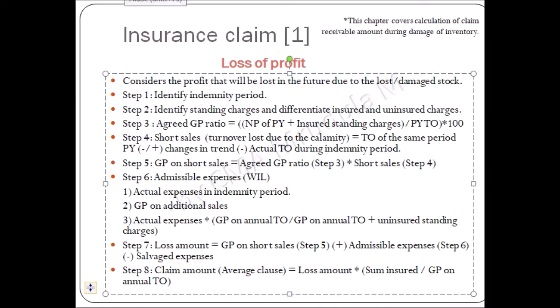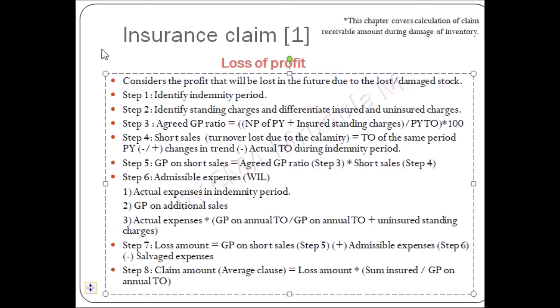Let's move on to the next chapter, insurance claim. So this chapter covers the calculation of claim amount receivable from the insurance company during damage of inventory. This chapter covers insurance taken on inventory of a business and no other insurance, and calculation of the claim amount receivable from the company. The different ways of calculation of the claim amount: loss of profit and loss of stock. Let us first take up loss of profit.